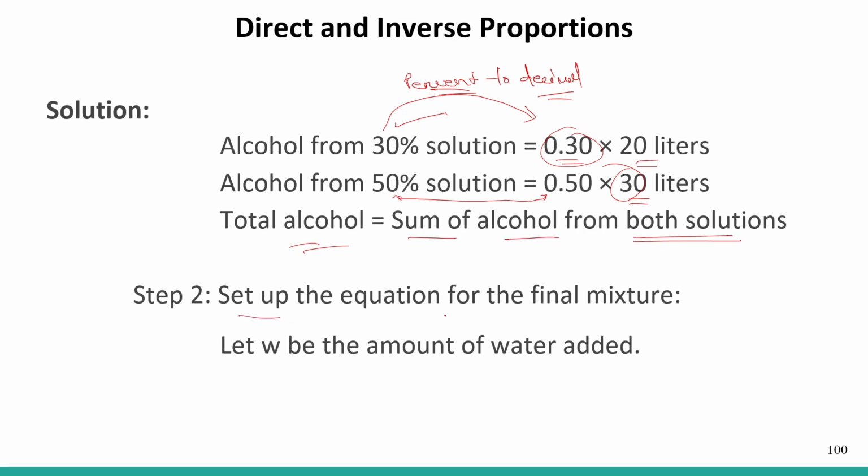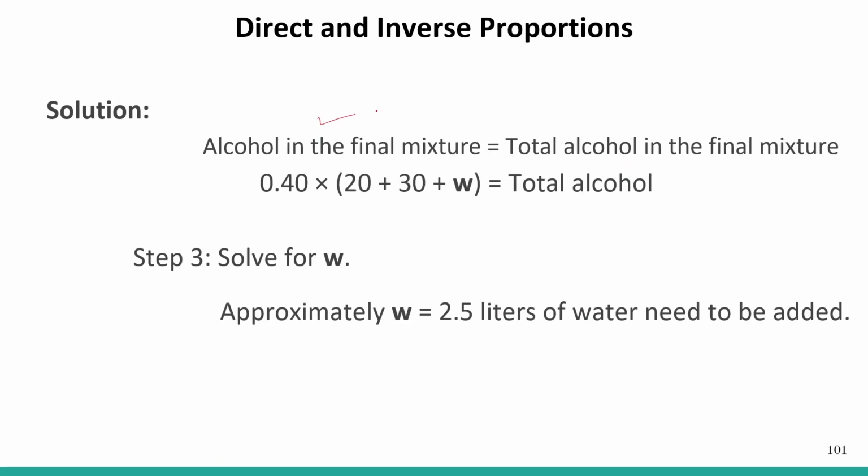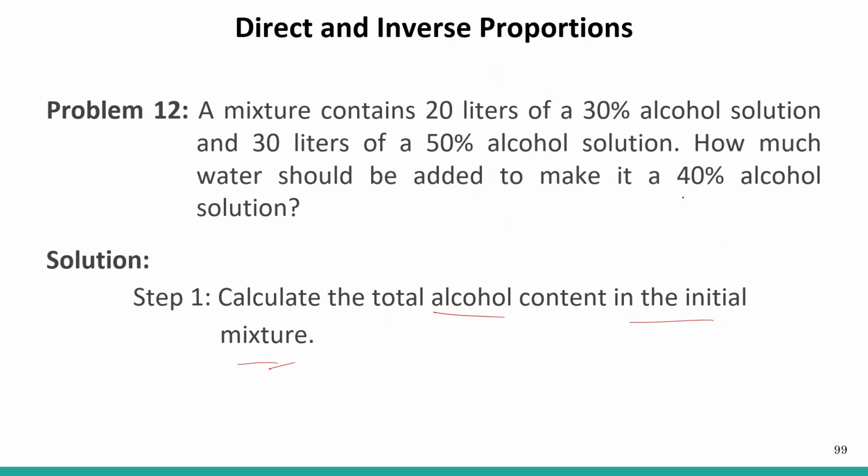Okay, so setting up the equation for the final mixture. Let W be the amount of water added. So alcohol in the final mixture is equal to total alcohol: 0.40 into (20 + 30 + W) is equal to total alcohol. Solving for W, approximately W is equal to 2.5 liters of water needed to be added, to get the new solution with 40% alcohol concentration.